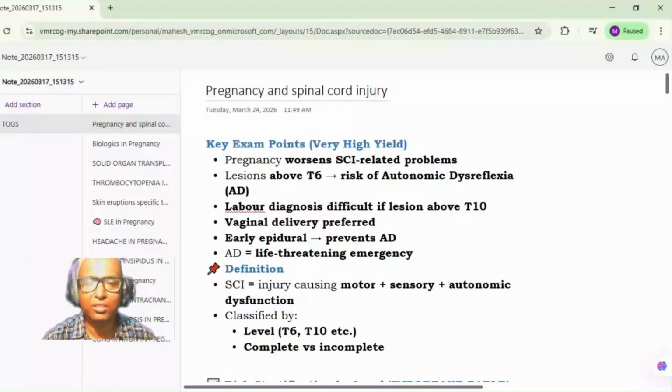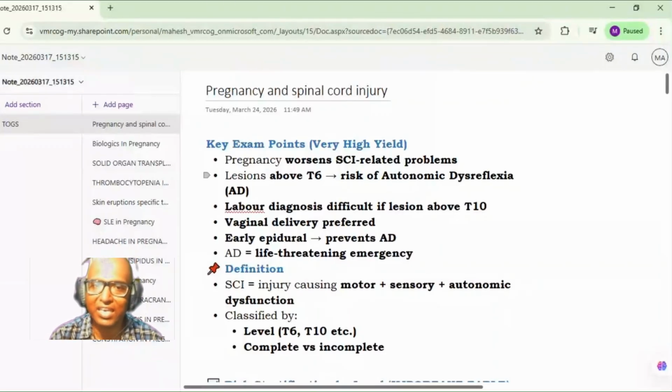Welcome all to our maternal medicine module, and today's talk is a discussion of pregnancy and spinal cord injury. Very important talk, an important article from the examination point of view. Okay, so if there is a spinal cord injury, pregnancy versus spinal cord injury related problems: lesions above the T6, there is a risk of autonomic dysreflexia.